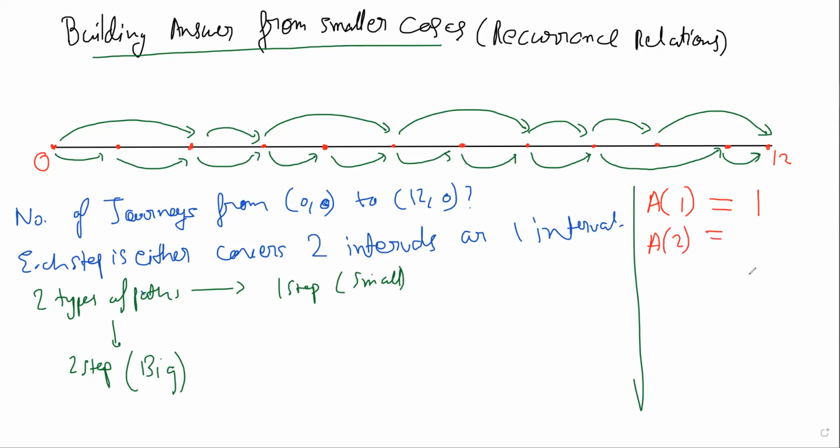What should be A2? You want to get here. How many different journeys are possible? How many different sequences of one steps? Absolutely, 2. Now what is A3? 3. Okay. What is A4?